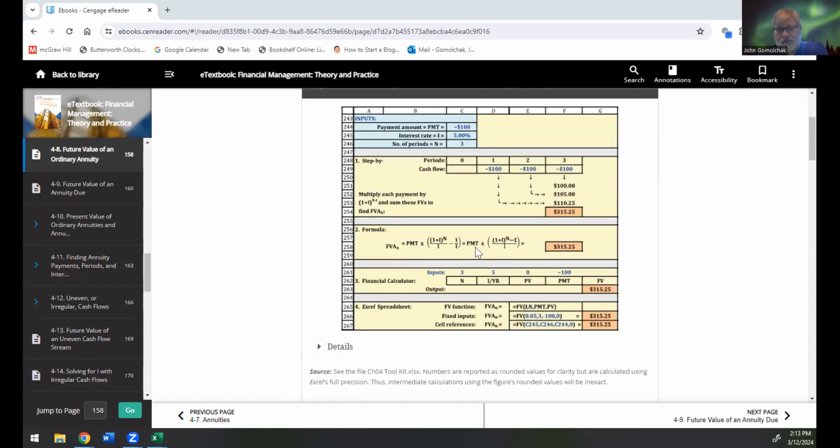So now, we've got a formula. You can do the formula if you want. You can play with the financial calculator if you want, or you can do the financial spreadsheet that I want to do. This is going to be for the future value function. Well, wait a minute, don't we need a future value of an annuity? No, the future value function will allow us to calculate an annuity. So let's go and find it.